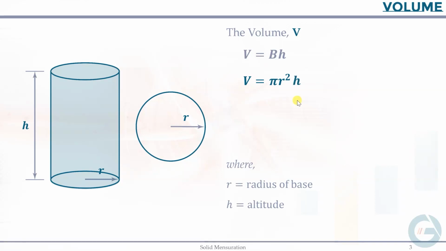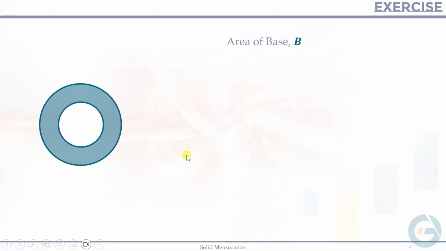But actually we will not be using this formula, but rather the general equation. So the reason is, as you can see, the area of the base of this hollow cylinder is not completely filled. So this is a donut shape. This inner region is hollow. So we are aiming for this shaded region.